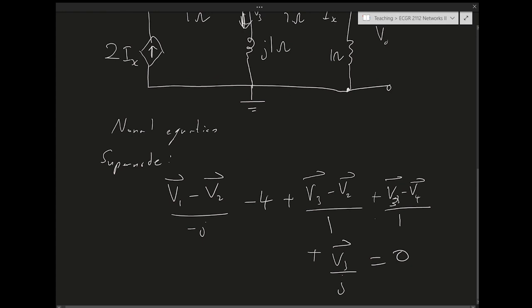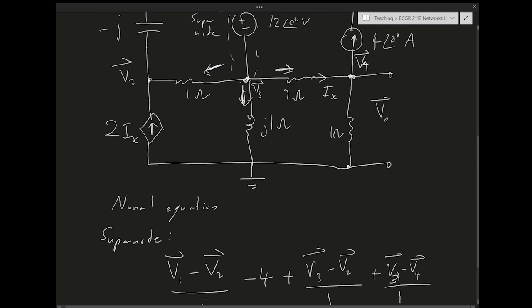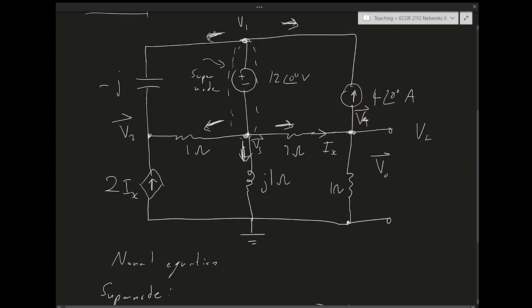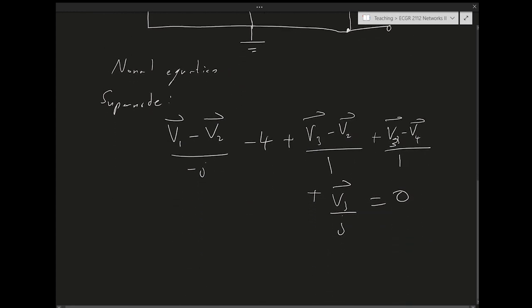Right? So if I simplify this, it gives me the first equation. By the way, in this case V4 equals VO. If I solve for V4, I solve for the required VO. So this allows me to write down the first nodal equation. I'm going to collect everything with respect to V1. V1 has only J, so I have J here. There's no other V1. And then the V2 terms.